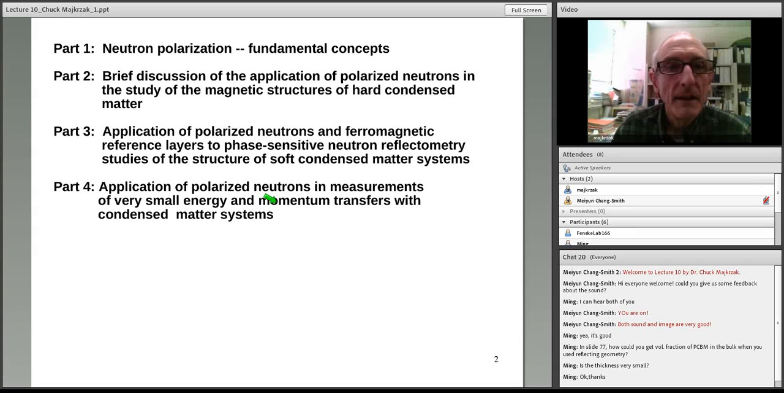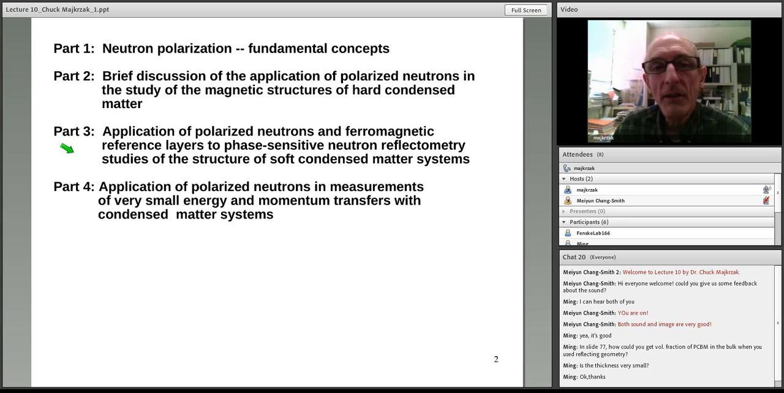Okay. So this talk is also divided into 4 parts. The first part is something about neutron polarization and some fundamental ideas. Then there's a brief discussion of the application of polarized neutrons, how they actually are used in determining the magnetic structures of hard condensed matter. But we will make this a very brief discussion. Unless somebody has a particular question or has an interest, we won't dwell on this.